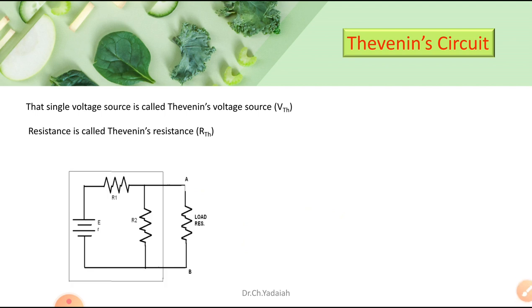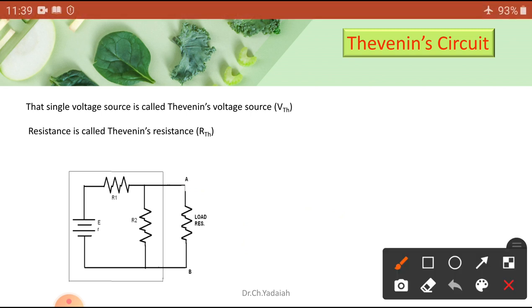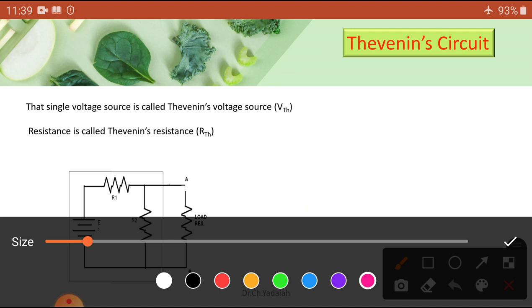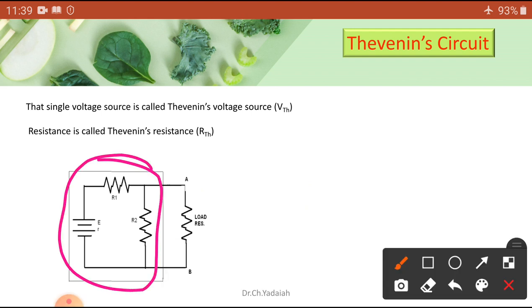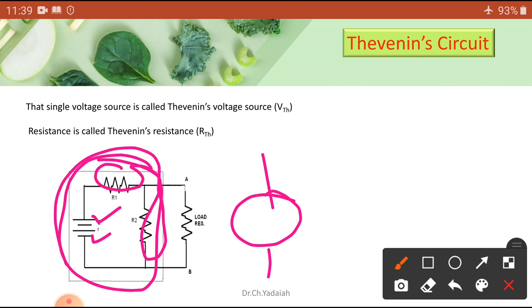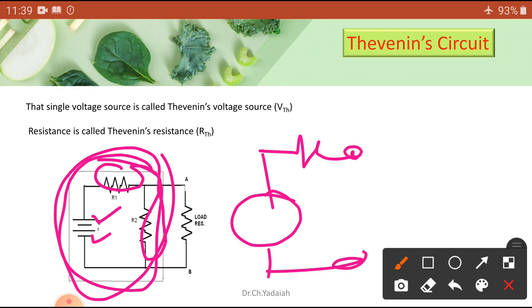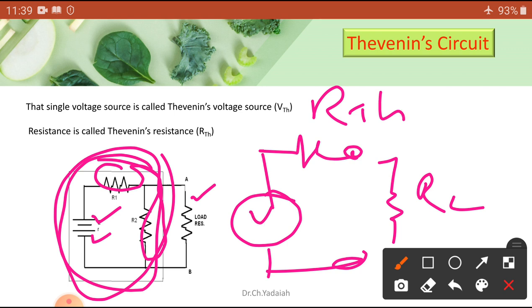That single voltage source is called Thevenin's voltage source, V Thevenin. The resistance is called Thevenin's resistance. So what about this complicated circuit? It is simply converted, instead of a single source or multiple sources, to one source. The elements connected in this circuit are now connected to a single element. Now these are the two elements: here is the connected load resistance RL, this is R Thevenin, this is V Thevenin.